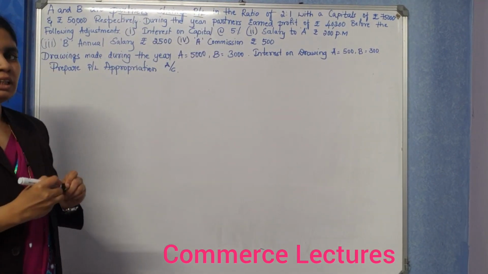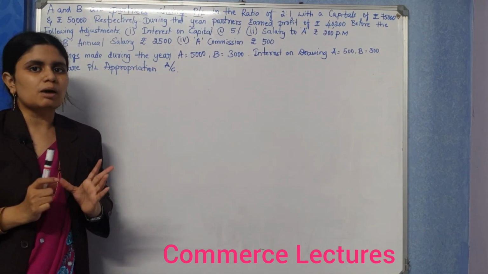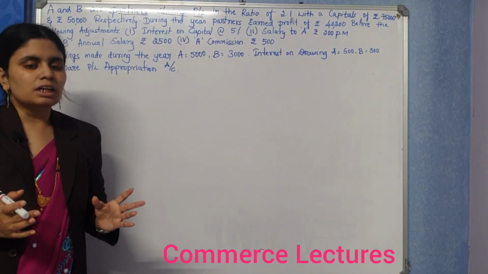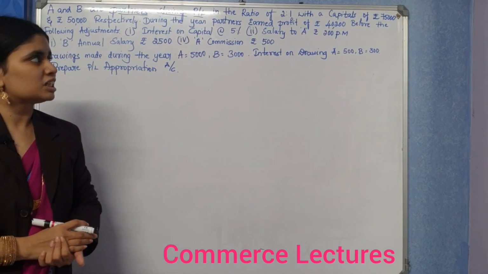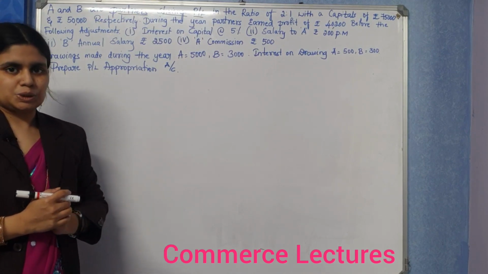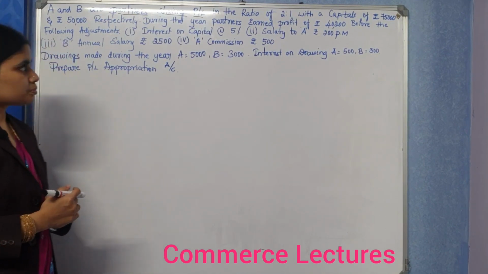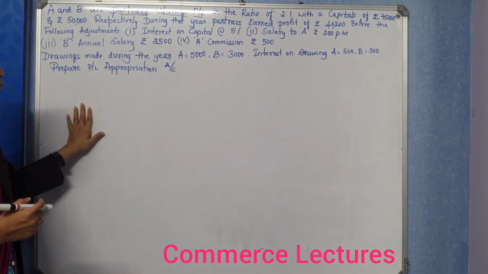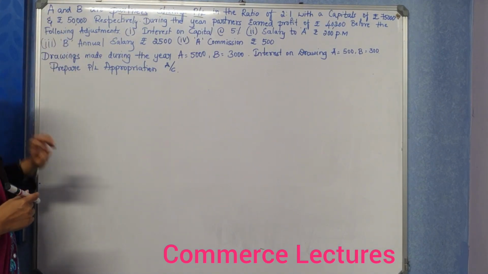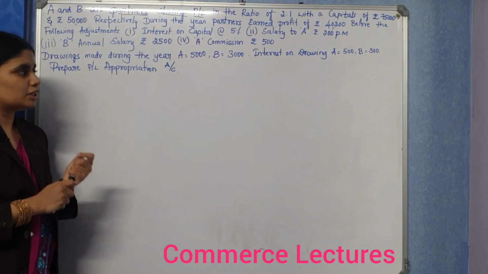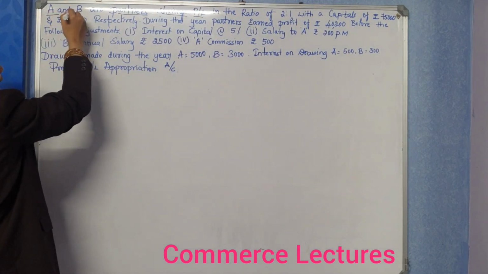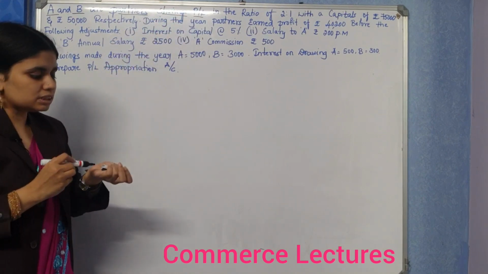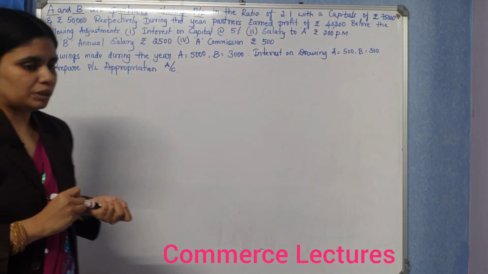As we know, in the profit and loss appropriation account, whatever the profit or loss which we will get, that will be shared among the partners according to the ratios. So now let us see the problem and let us solve this one. A and B are the partners. We have two partners here. A and B are partners sharing profit and losses in the ratio of 2:1.